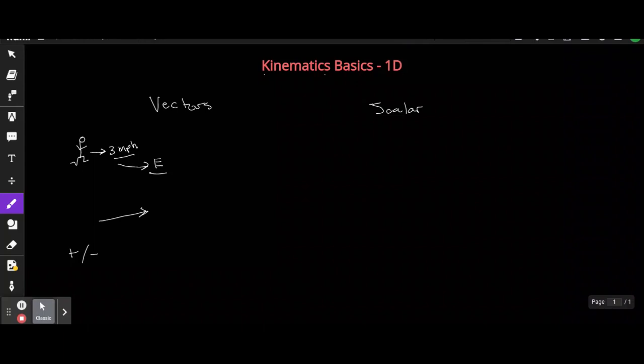Next, a scalar is basically just a quantity with no direction. So the scalar version of the example that I just gave would be that this boy is running at 3 miles per hour. As you can see, I have not given any direction, and I have just given the magnitude. So that is what vector and scalar are and how they differ.